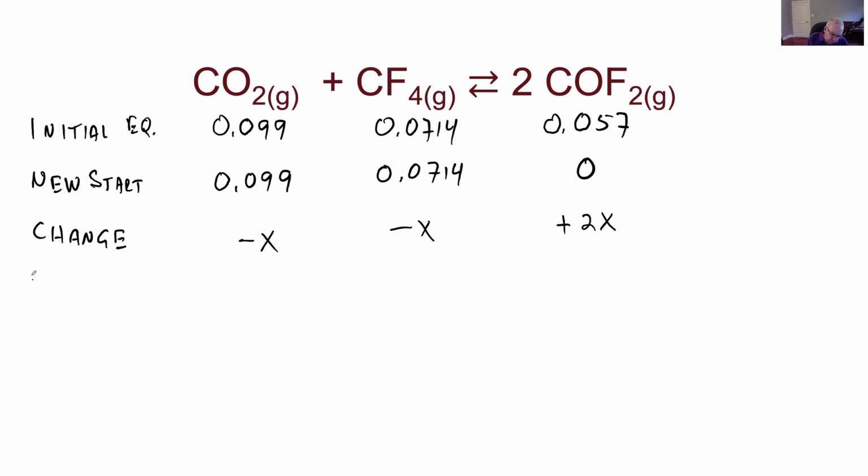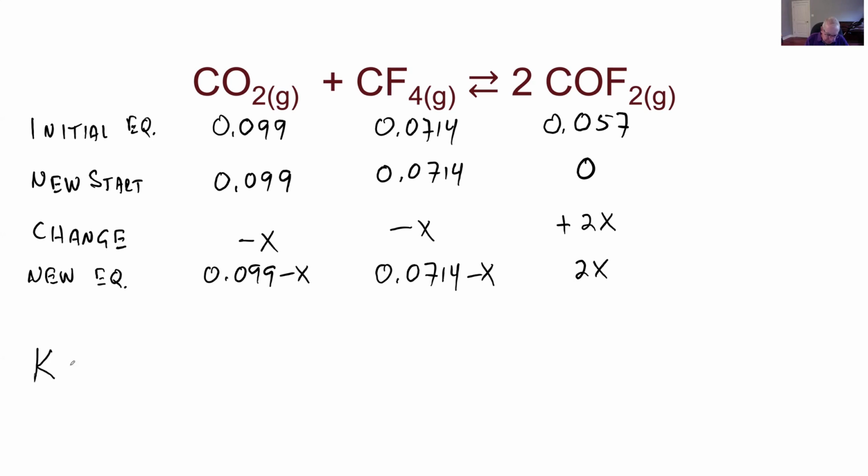So my new equilibrium, let's say, is now 0.099 minus x, 0.0714 minus x, and this one is just 2x, right? So now I have to get myself an equation that I can use to solve for x, right? And that equation comes from the equilibrium constant, right? So I have that K, the equilibrium constant, is always got to be equal to my products over reactants expression.